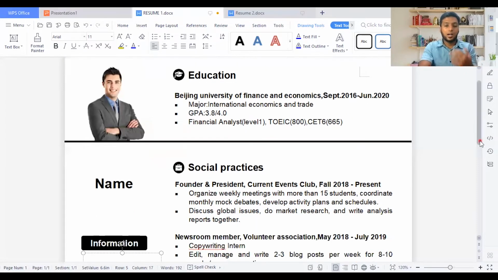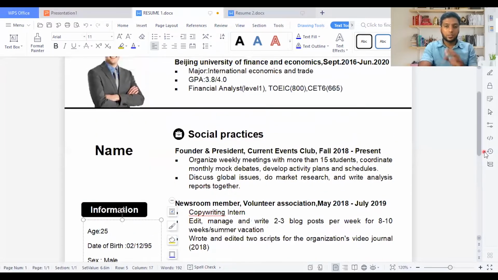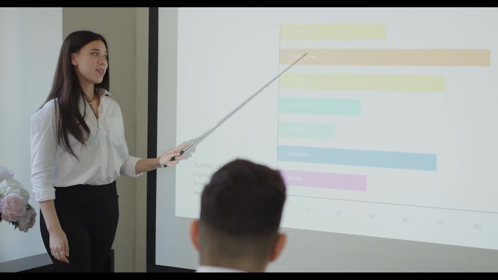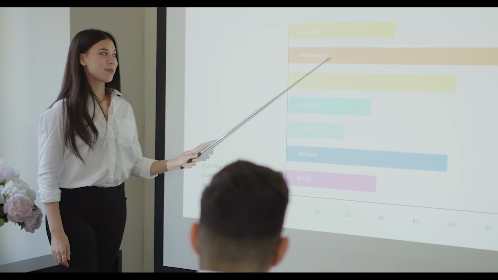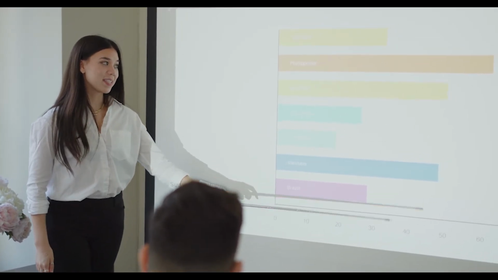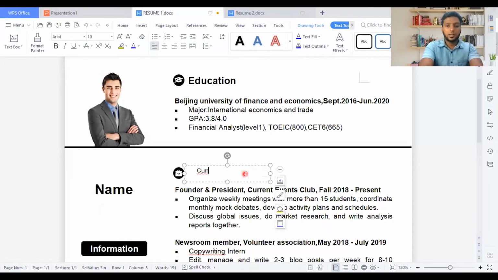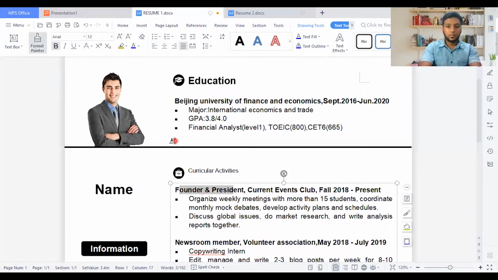So the next thing, after speaking about education, you need to show what you have done. Here they have given social practice, and I will request you to speak about the experiences you have had in your school or the curricular activities. If you are a fresher, you can write curricular activities here. You can see I'm changing this, and I'm going to copy the same format here.